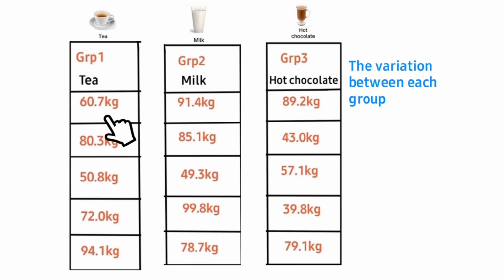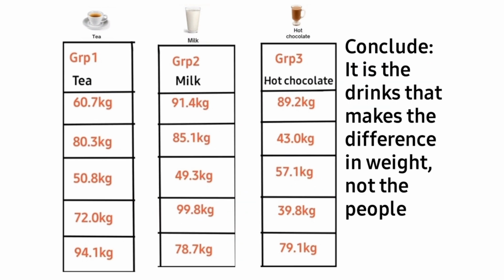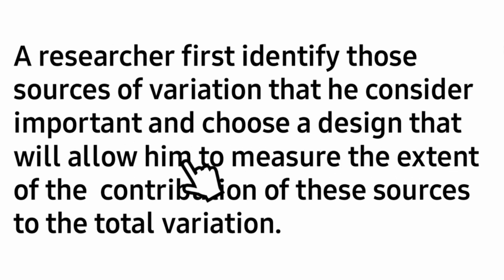We could see that within each group, individuals will look pretty much alike. There is not much variation. Why is the variation so obvious between the groups? In this case, you conclude that it is the drinks that made the difference in weight and not the people. Before conducting an experiment, a researcher first identifies those sources of variation that he considers important and chooses a design that will allow him to measure the extent of the contribution of these sources to the total variation.